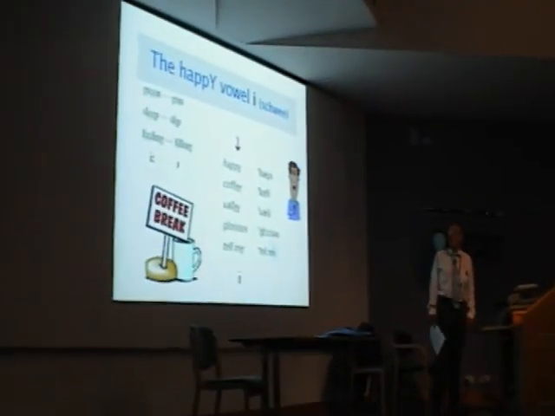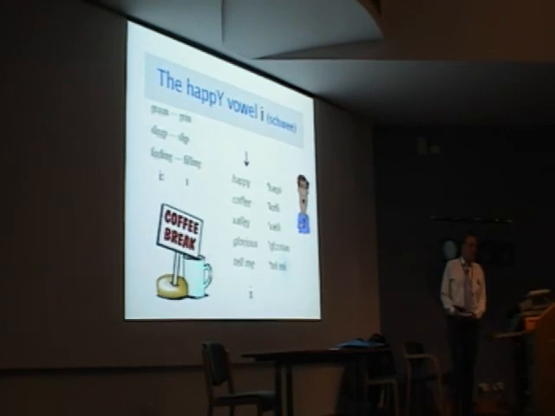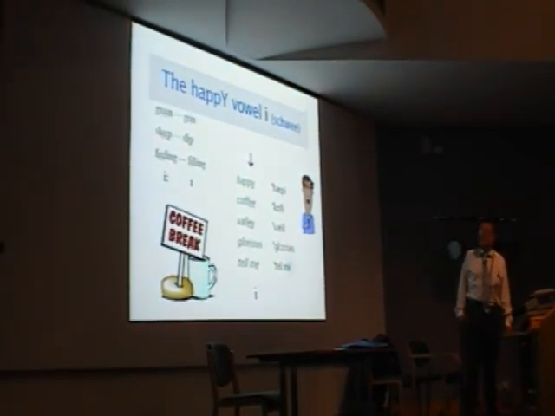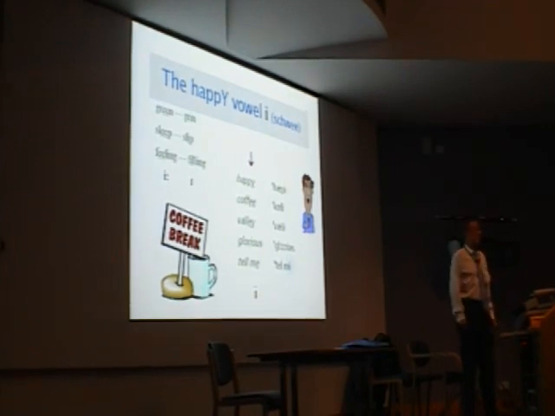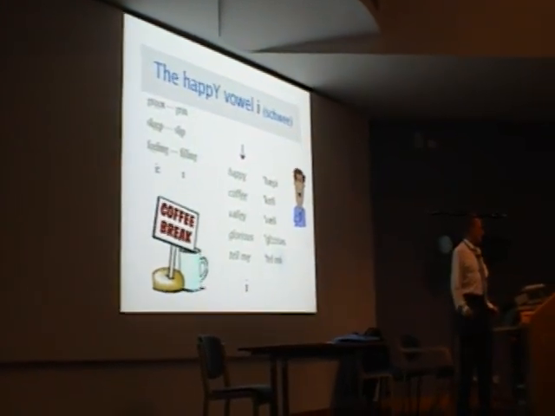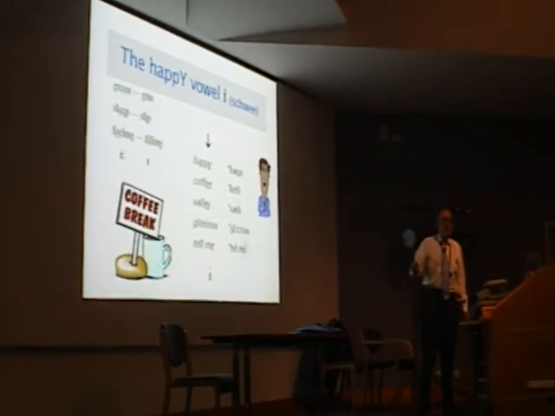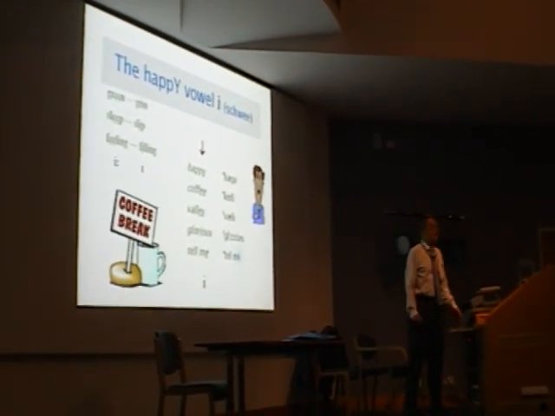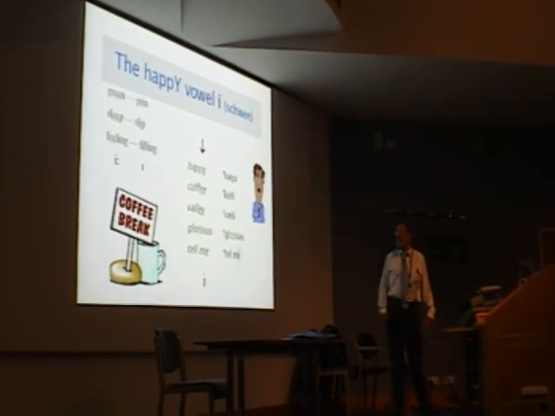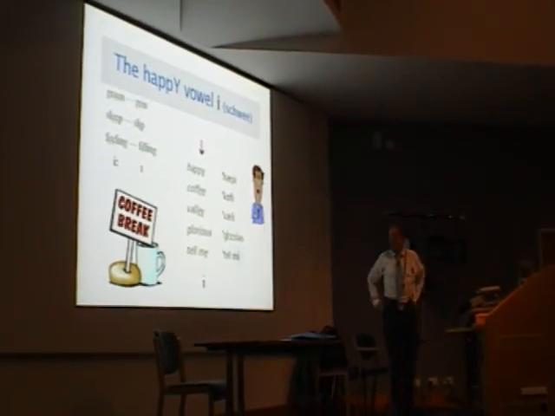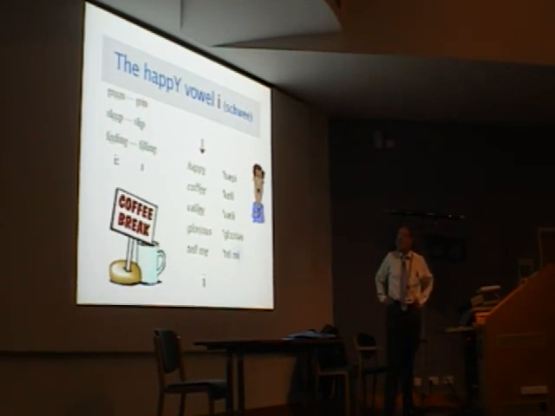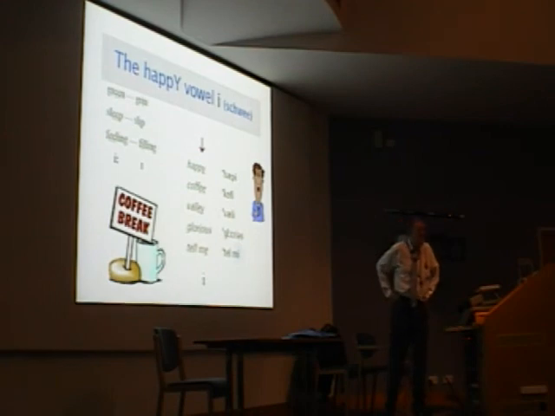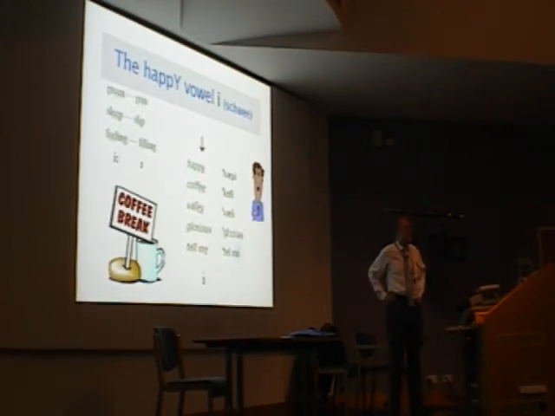Okay, here's the happy vowel. Now, if we take pairs of words like green and grin, sleep and slip, feeling and filling, of course we need to make that contrast, sheep, ship, in strong, stressable position. But at the end of happy, coffee, valley, and before another vowel in glorious, at the end of tell me, in those positions, that contrast disappears. We don't need to make it.